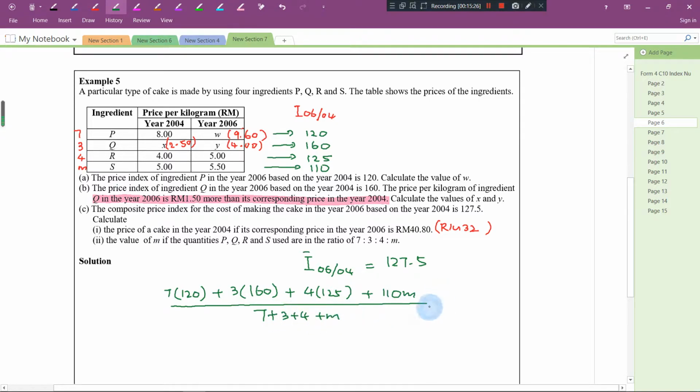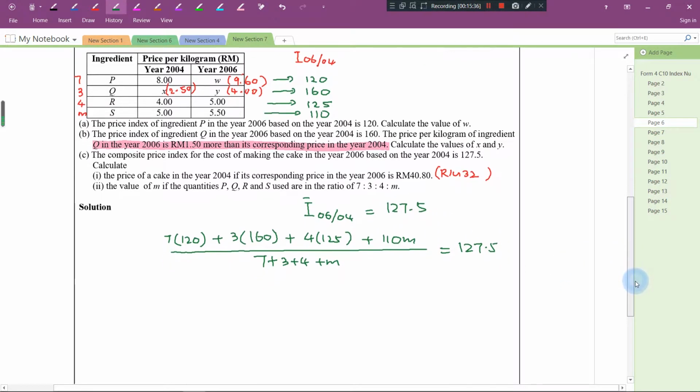Okay, remember, you don't have to times 100, okay? This is a composite index, and it is equal to 127.5. Okay, until here you can try to pause the video and solve it yourself. I think it should be no problem. Just press the calculator for this part first.